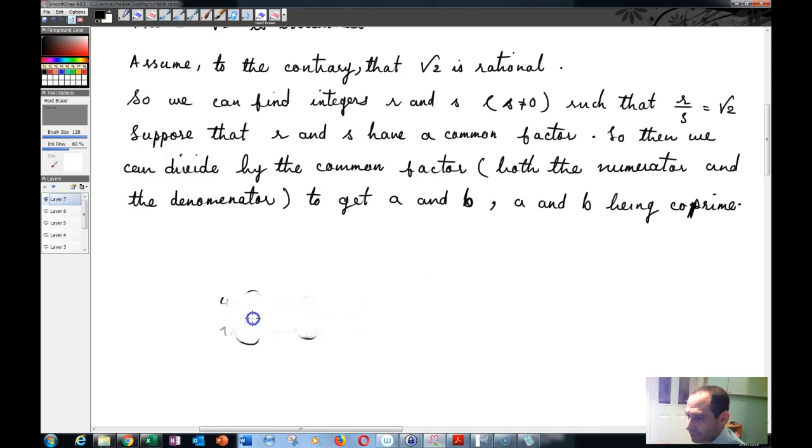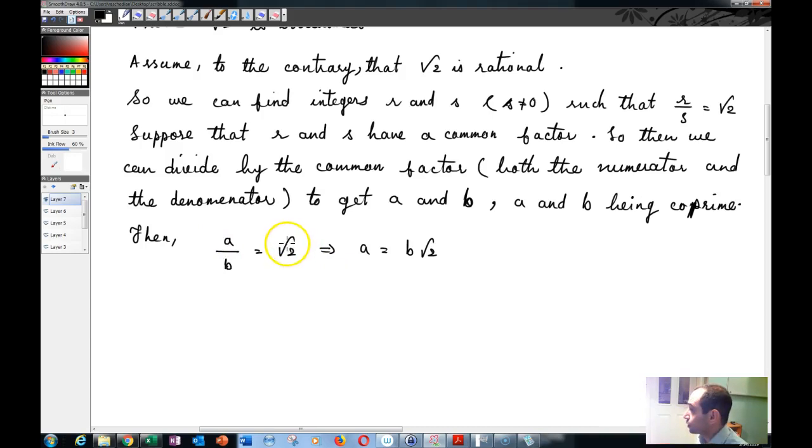Okay, so now we have a and b, and a and b are now co-prime. So then we can write a divided by b is equal to square root of 2. And so what that means is that a is equal to b square root of 2 if you basically cross multiply. And if you square on both sides of this equation, you'll get a squared is equal to 2b squared.